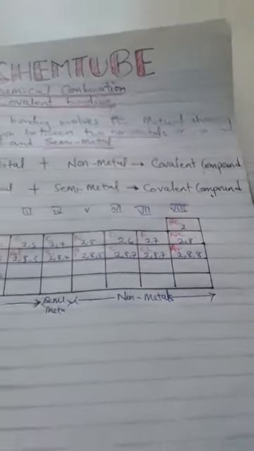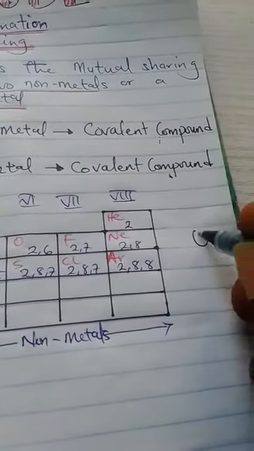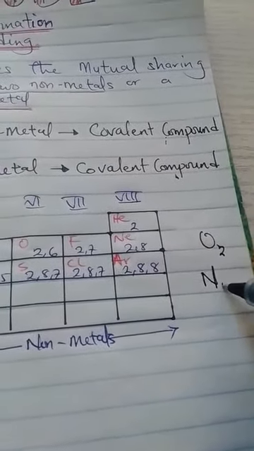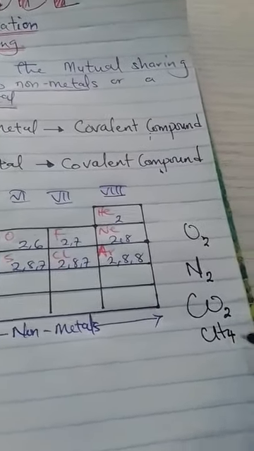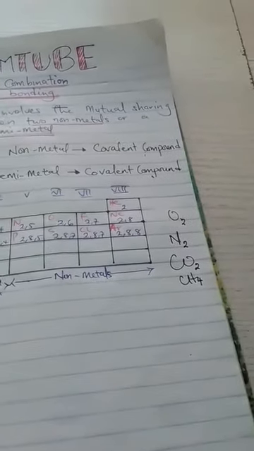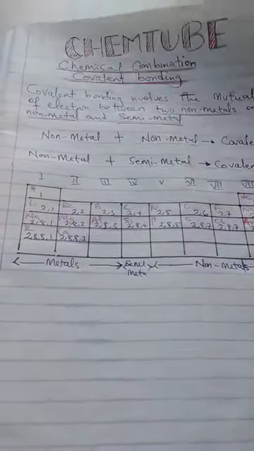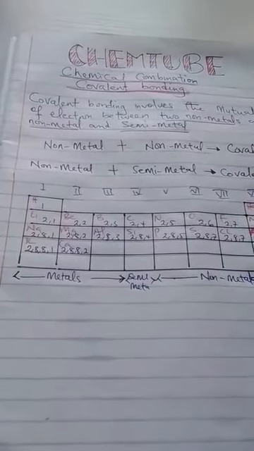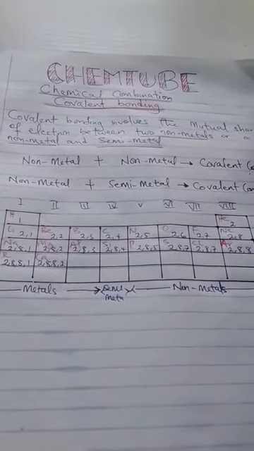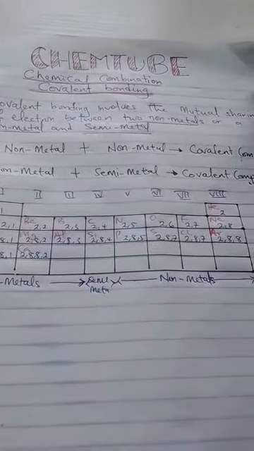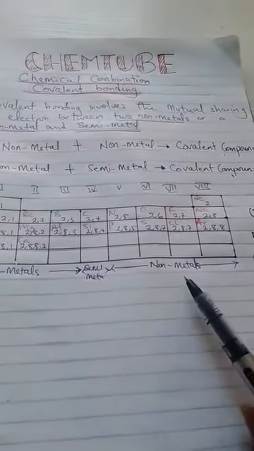Covalent compounds are usually gaseous in nature. For example, you have oxygen gas, O2, nitrogen gas, N2, CO2, and CH4. All these compounds tend to have what we call covalent bonding. So here is a periodic table. In the last video I did about ionic bonding, I helped you understand better examples of metals and non-metals. So here is a preview of metals, and then we have non-metals.